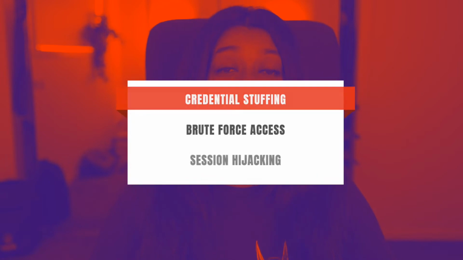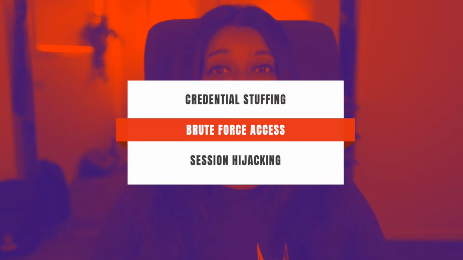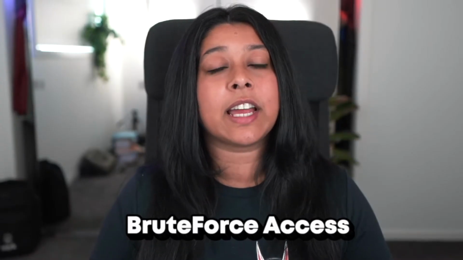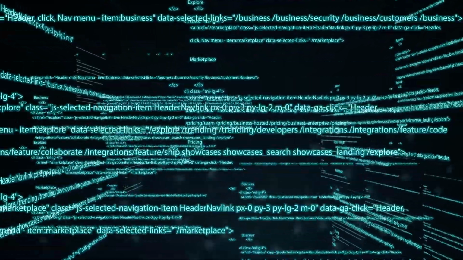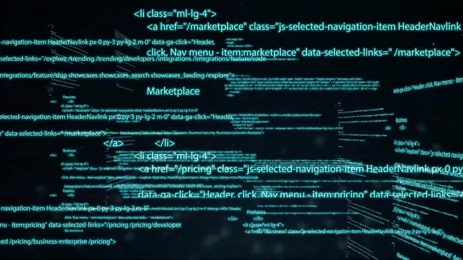Now, there are three main ways that an attacker can exploit identification and authentication failure: credential stuffing, brute force access, and session hijacking. Now, brute force access is when an attacker chooses to use some common usernames and passwords through an automated script until the right one is found. Now, they may find these usernames and passwords through another data breach that's been made available on the internet.